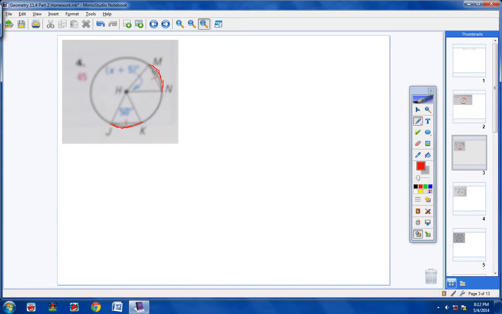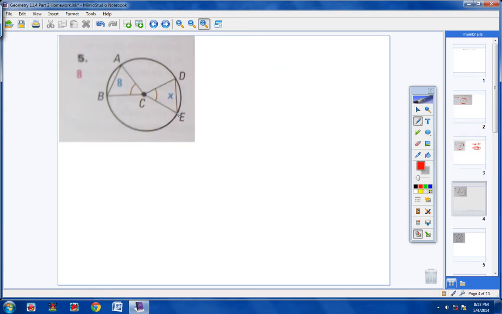Now think about it. If this arc here, MN, is congruent to this arc here, that means the central angle here has to be congruent to this central angle here. So I can definitely take x plus 5, which is one angle, and set it equal to the other angle, which is 50. Now bring the 5 over and make it a -5, and x equals 45 degrees. All right, moving on to number 5.